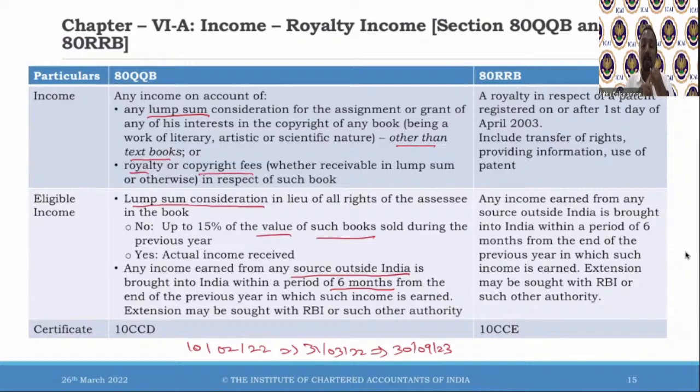So eligible income is basically whatever lump sum or royalty that you are receiving, copyright fees or royalty fees, whatever you are receiving is called income. Eligible income is basically, if it's lump sum consideration, the whole of such money. If it is not lump sum, up to 15% of the value of books sold during the previous year. So that's what the provision is. This is the income if repatriated into India within 6 months from the end of the financial year in which the income is actually earned. So that's what it is about.